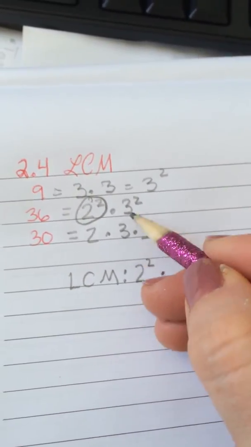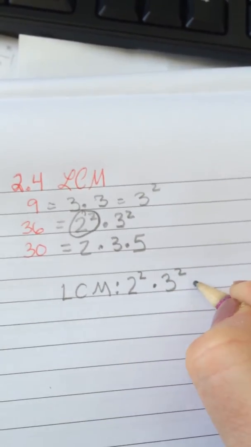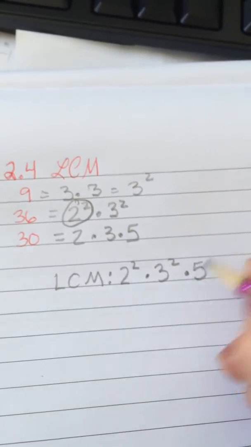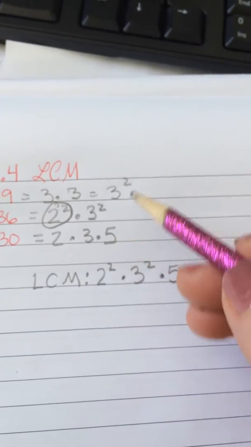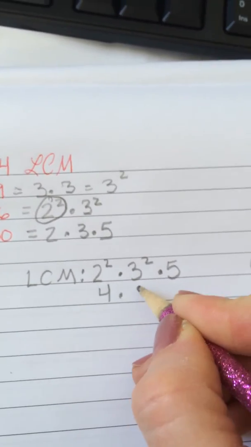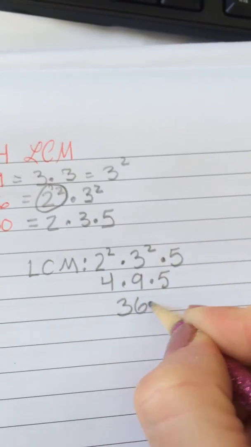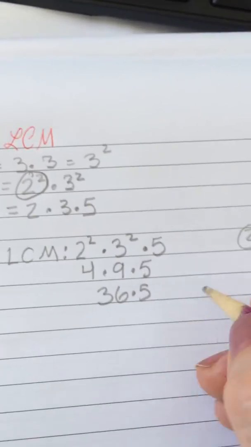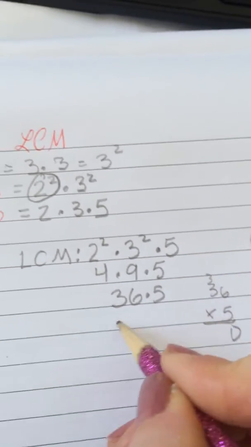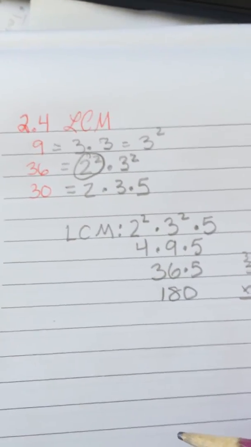So here's a 3. So this one has a 3 squared. So we need the biggest exponent. This is a 5, and there are no other 5s, so we'll use that 5 to the first power, and there aren't any other numbers, so let's see how we work this out. So this is 4, 3 times 3 is 9, that is 36 times 5. That is 180. So that is one way to get the least common multiple.